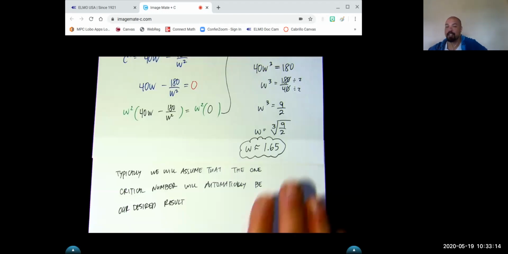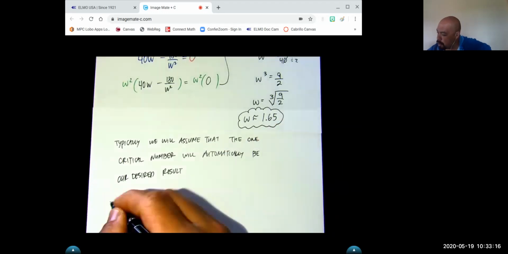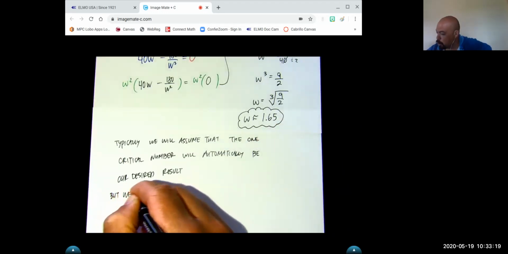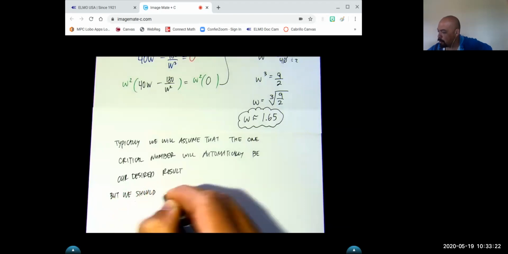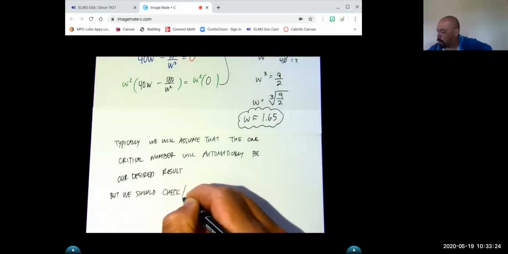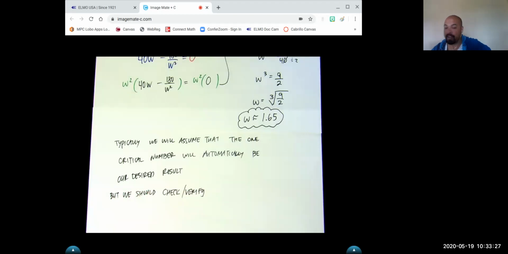But it's always a good habit for us to check. We should verify that that critical number is indeed giving us the minimum cost. So that's when we come to our number line, our different possible values for the width, and we'll check the derivative there. So our one critical number, 1.65, is where that derivative is 0. So let's check on either side.